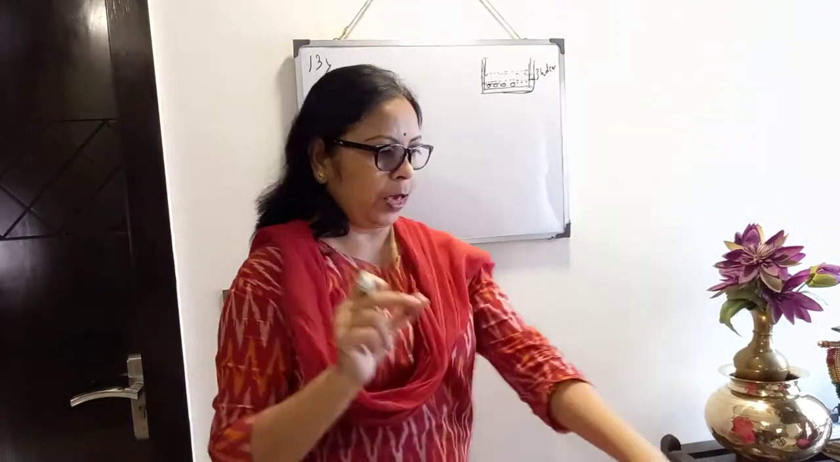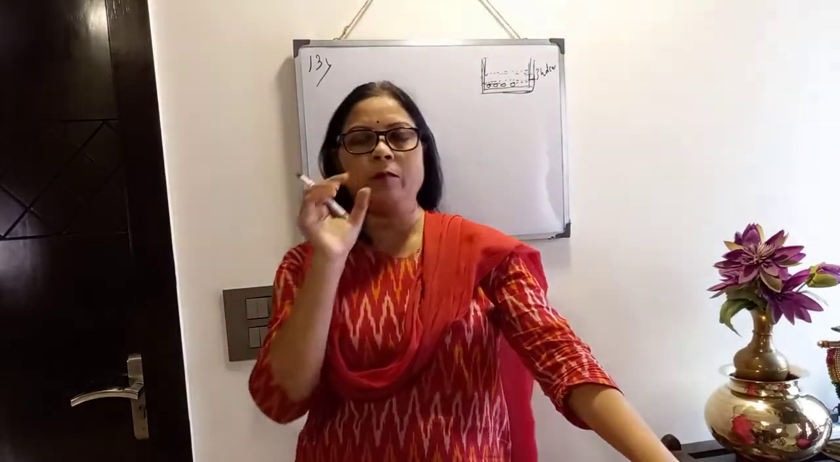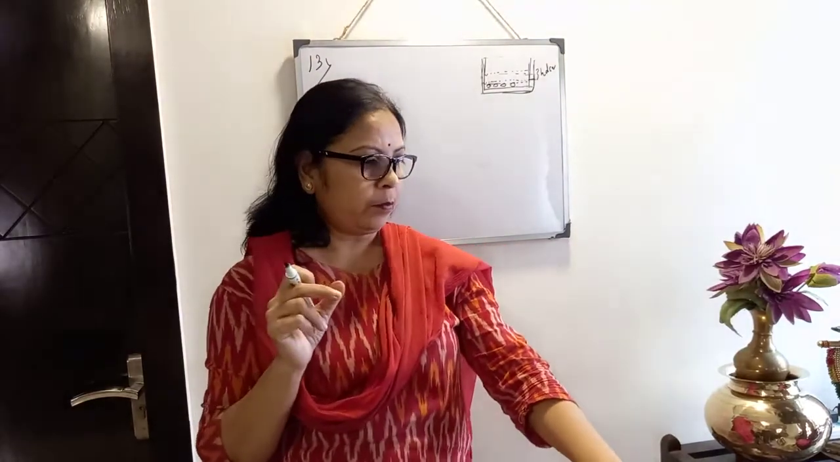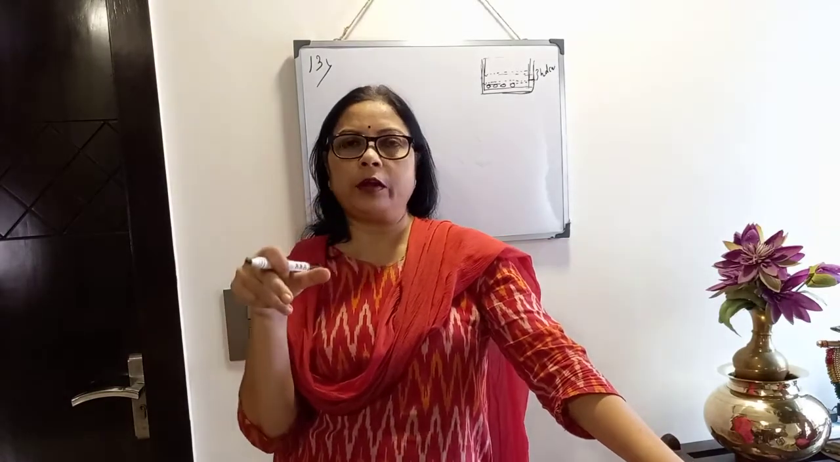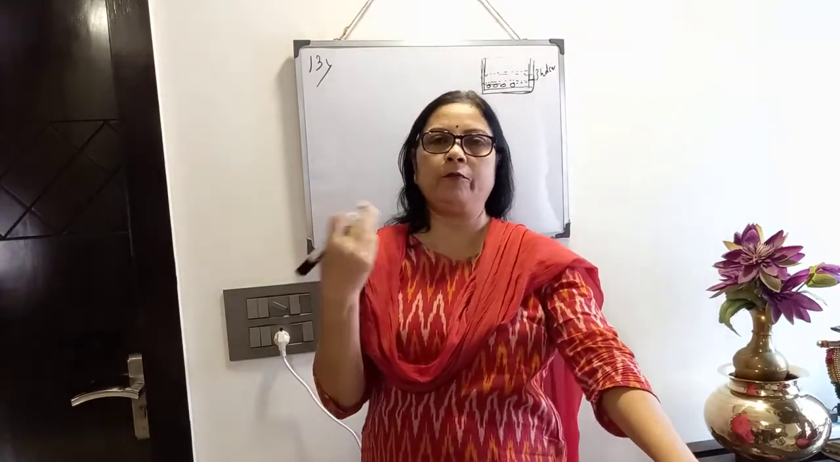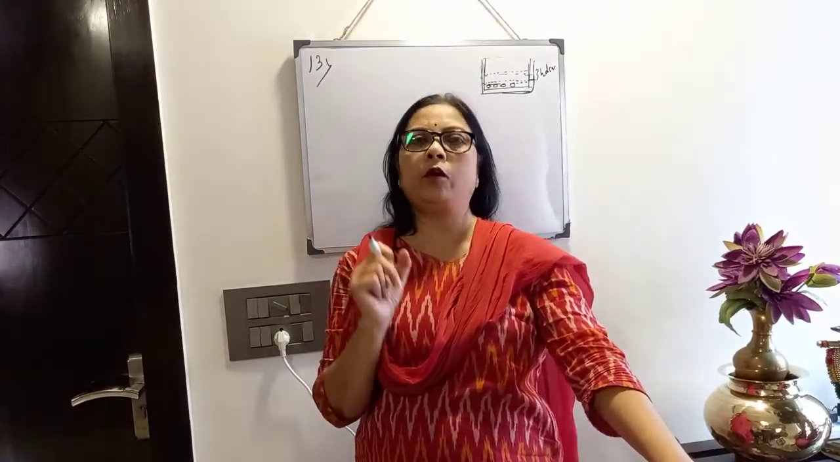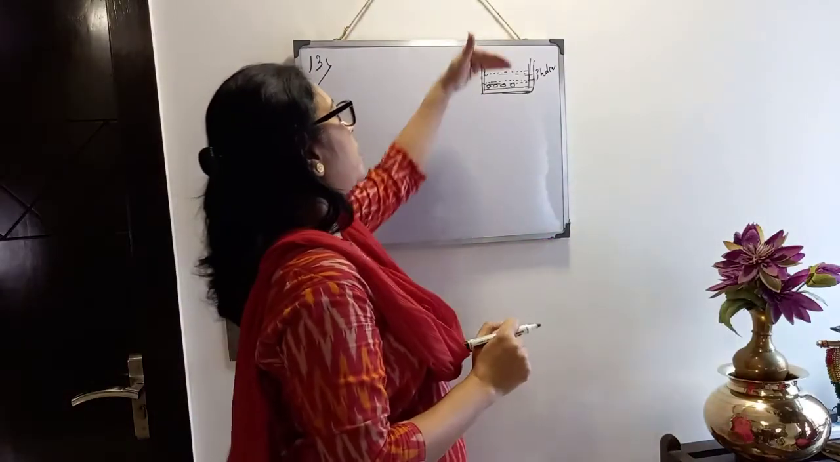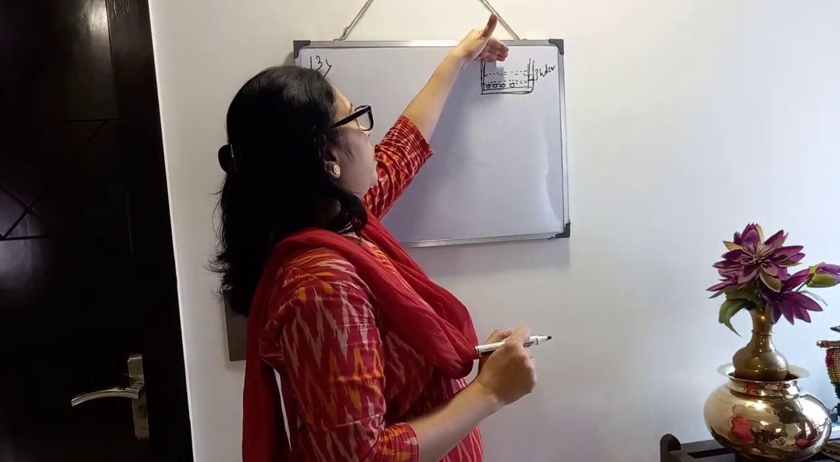This is the main point where most of the students make a mistake. Clear? They think that length, breadth, height are given, so half filled up with water means we'll divide the total volume by 2, then we'll get the answer. Then it will be wrong. Clear? Half filled means it is not filled up to the brim.